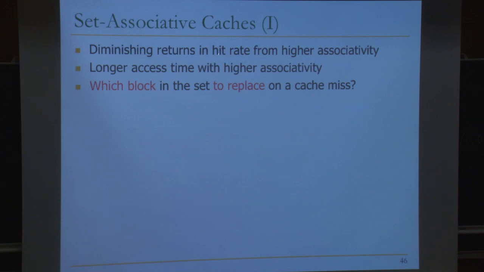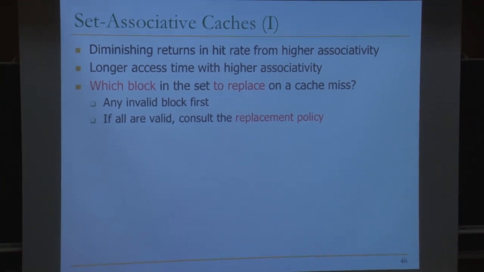You get diminishing returns in high hit rate from higher associativity. And you get longer access time. One question with associativity is, which block in the set do you replace on a cache miss? There's a simple answer: if there's any invalid block, of course, you should replace that. That's a given, right? You don't want to keep your cache not utilized. Of course, there could be reasons for this. Like if you want to keep some ways of your cache powered down, you may not want to put things there. If all blocks are valid, you need to consult the replacement policy.